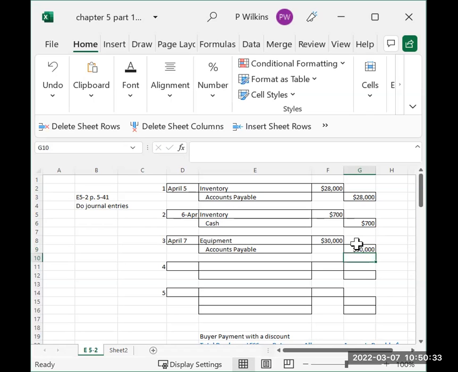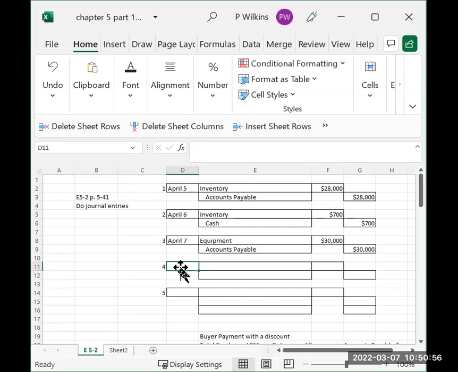Now, why are they throwing equipment in the middle of that? Because if you are a seller of merchandise, you don't just buy and sell inventory. You have to buy equipment, you have to pay salaries, you have to pay the rent, all kinds of other transactions come into play as well. So you're not just paying for your inventory. All your transactions are not just about inventory.